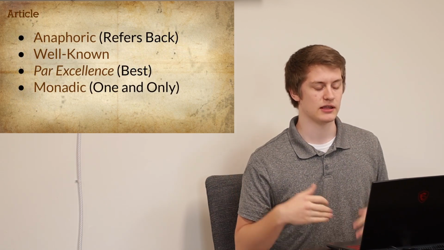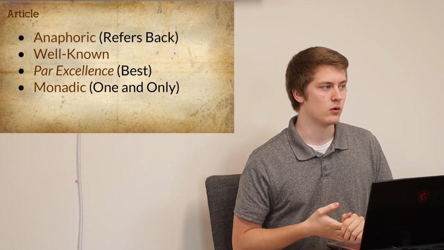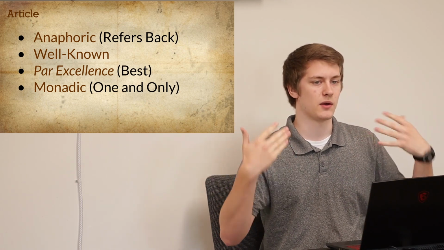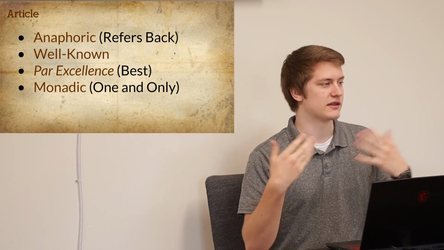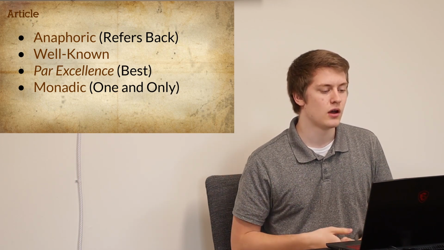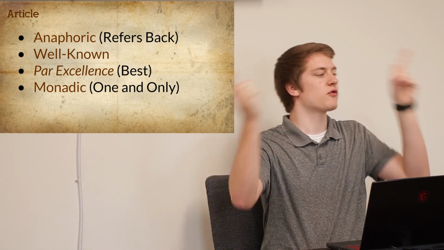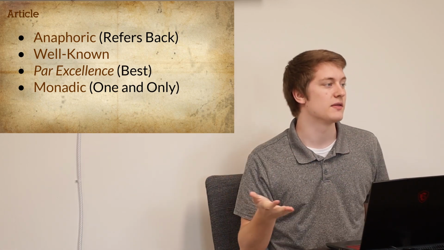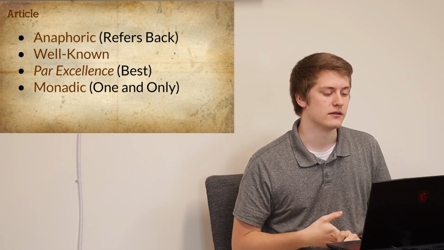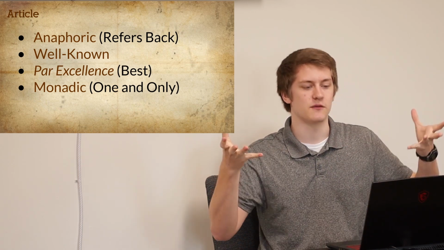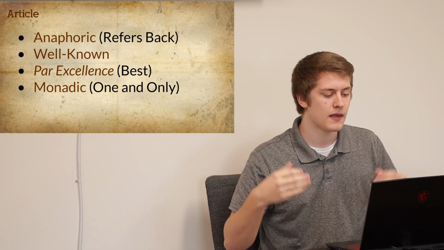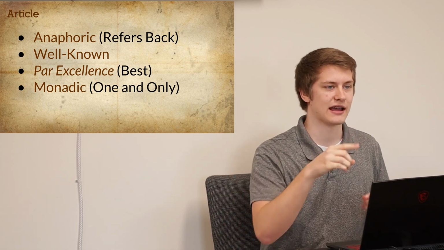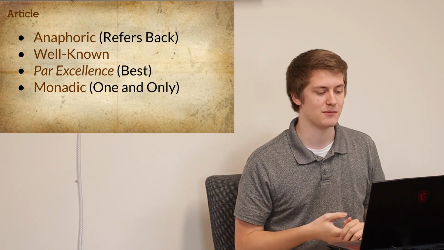We looked a lot into the article, at a number of different uses, and we looked at different verses and how those were used. The first was anaphoric, where it just refers back to another word in the sentence. It can be used to state something that's well known. It can state something that is the best of its class, or par excellence. And then it can be used to describe something that only refers to one thing, the only thing of its class, and that would be monadic.